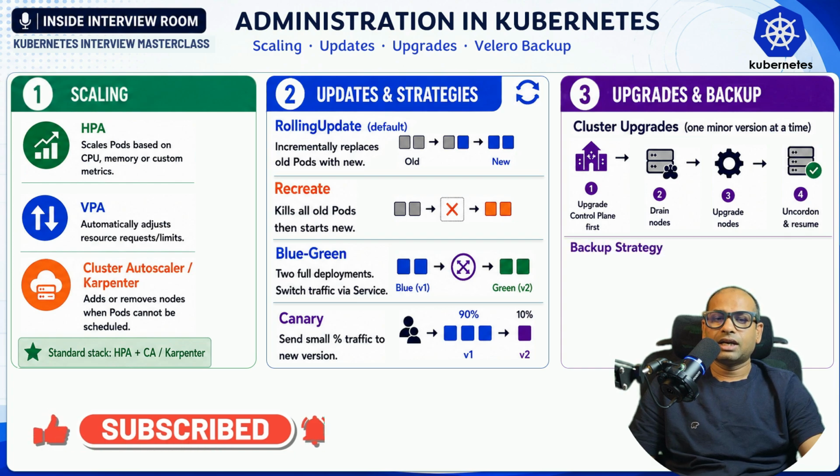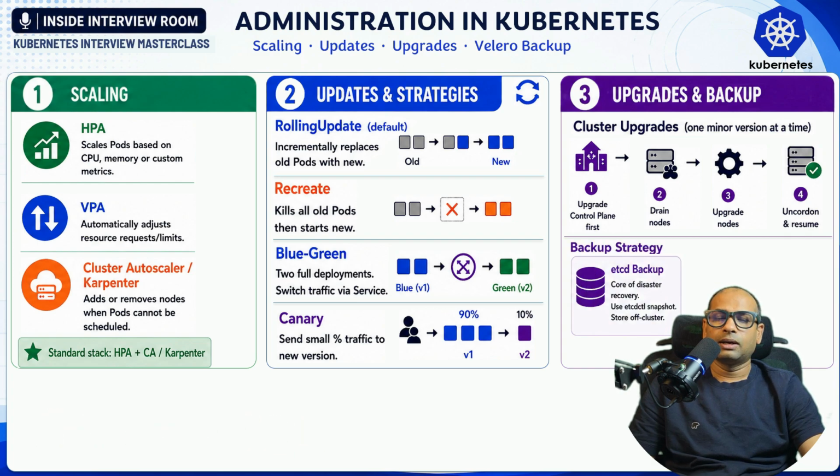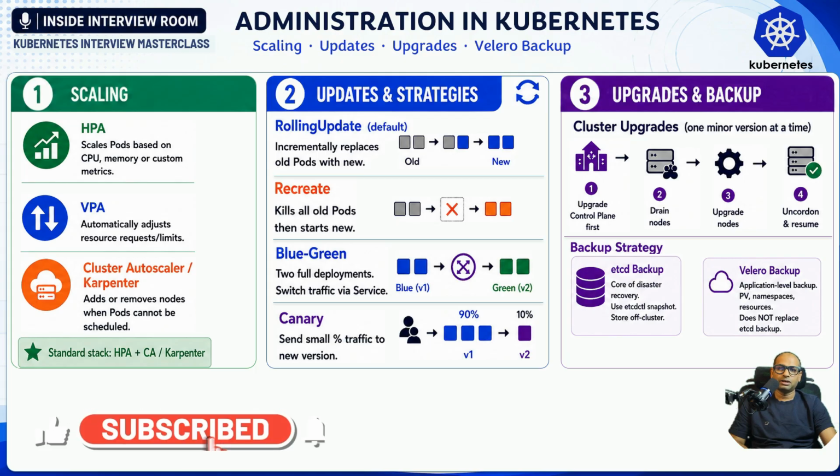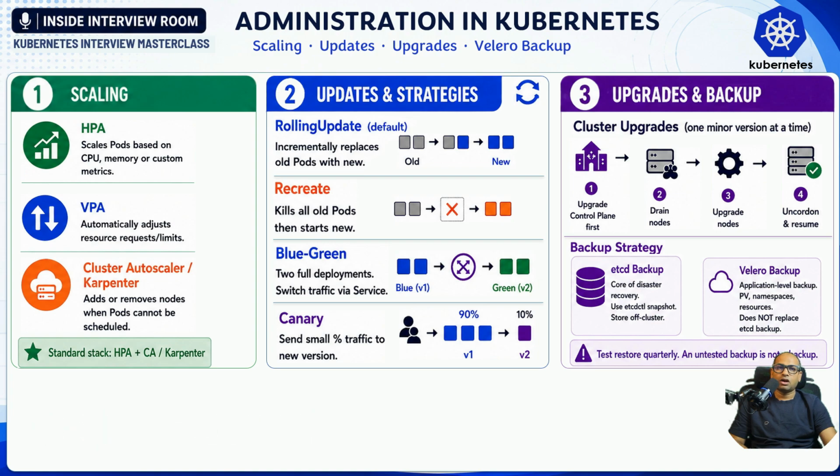What is the backup strategy? You always back up your etcd, core of disaster recovery. Use etcdctl snapshot save and restore for the cluster, or Velero for application-level backup of PVs, namespaces, and resources. This does not replace your etcd backup. Test restores quarterly, because an untested backup is not a backup.